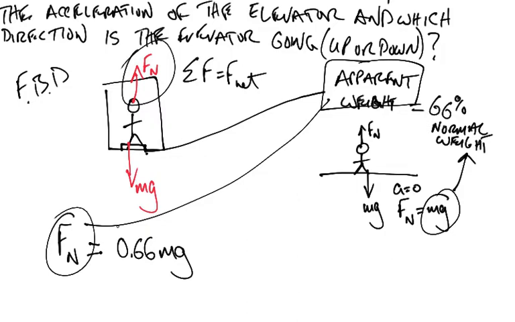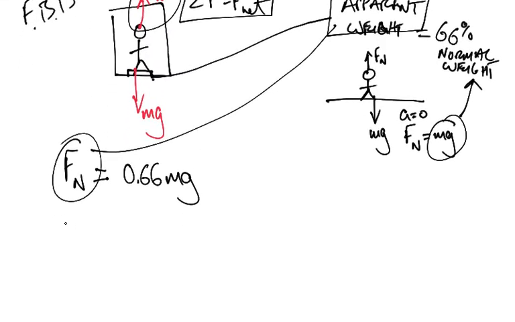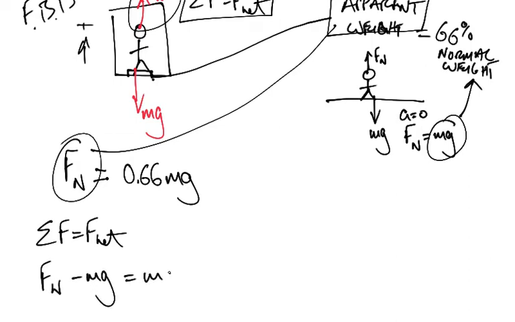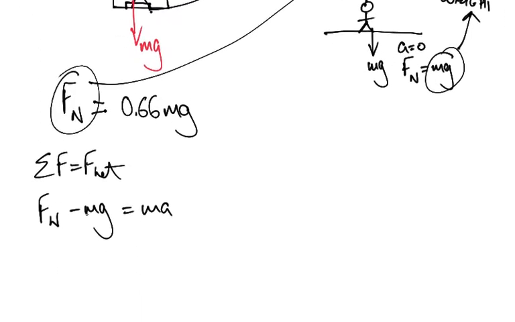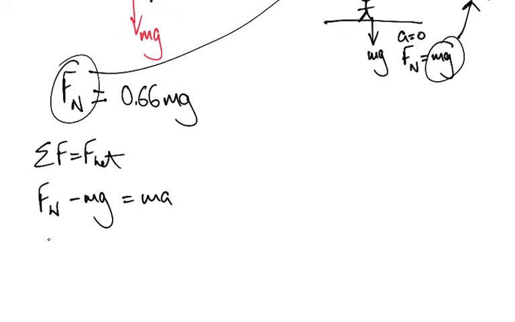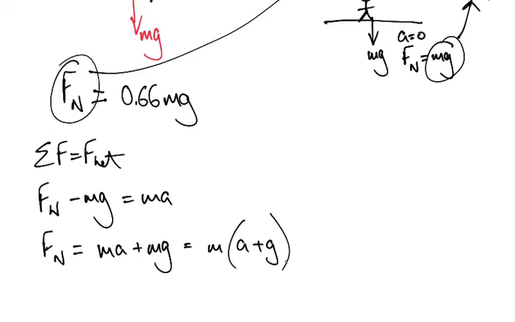So let's now continue with this equation here. Let's say, all right, summation of the forces equals F net. And we say, all right, up is positive, and we say therefore Fn minus mg is equal to ma. And if we then work this out, we'll say that Fn is equal to ma plus mg, and we can factor out the m, and we get m times (a plus g).